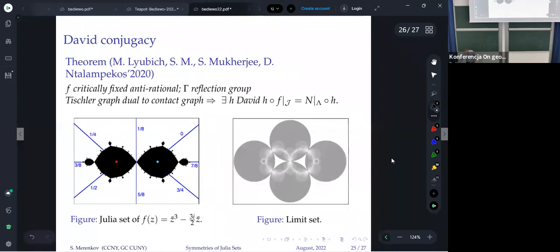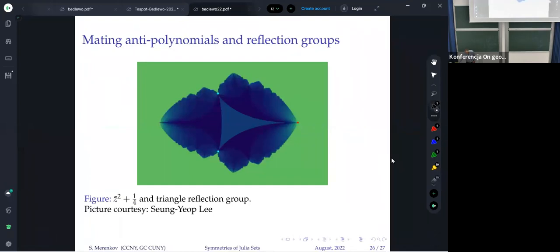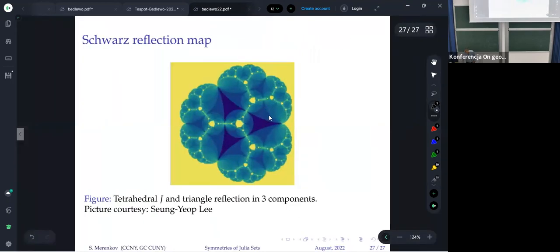We also discussed, and again maybe Sabya will talk more about this, the mating of polynomial and reflection groups. So this is a mating of a triangular reflection group you see inside of this blue. You can see some images of triangles, and the cauliflower map on the outside. We were able to produce such matings using David methods. And that's the last picture I have.